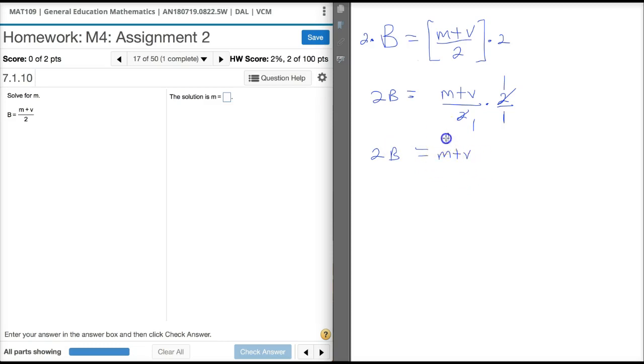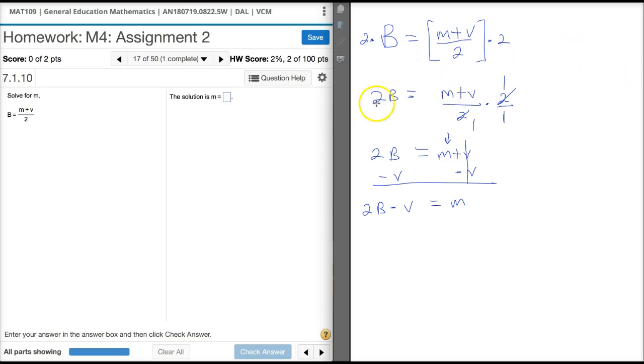Now, to solve for m, we just need m by itself. And since v is being added to m, we have to subtract it from both sides so that when we do here, we get 0. And again, 2b and v are not like terms because they don't have the same variables in it. So all we can do is just write it like that. And of course, m plus 0 is just m. So we just get rid of that and just do m, and that ends up being our final answer here. Okay.